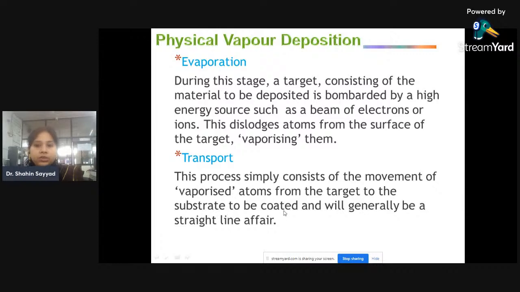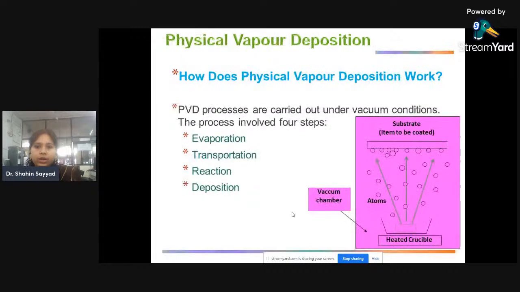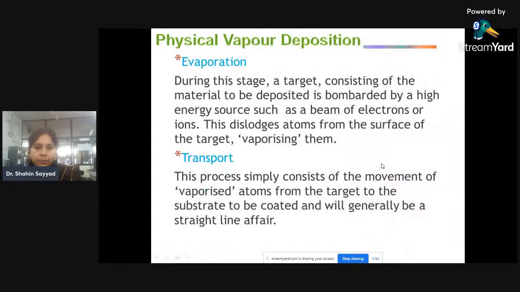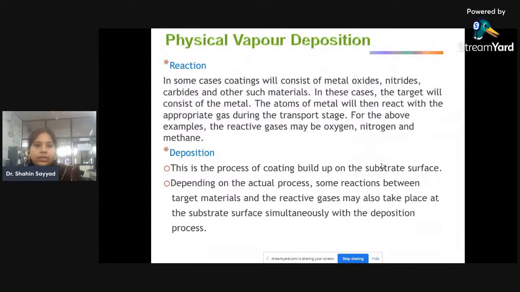अब ये transportation कैसा होना चाहिए, it should be in a straight line so that all the atoms will reach the substrate in a short duration. It should be in a straight line manner. Then there is a reaction. So reaction sometimes consists of, suppose we have to synthesize the film of metal oxide or nitride or carbide.